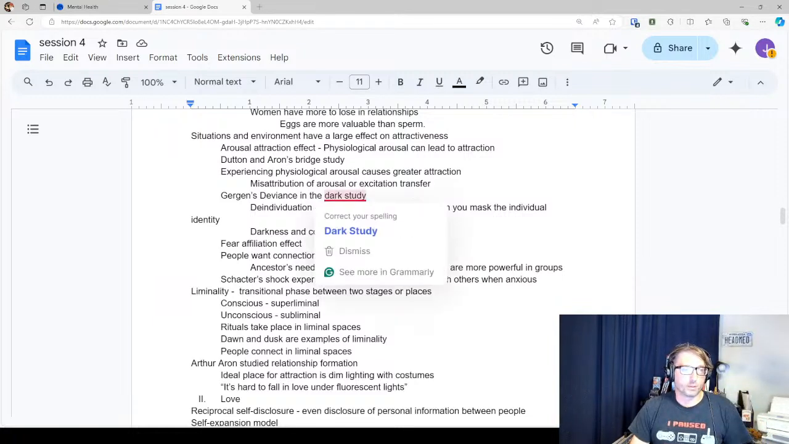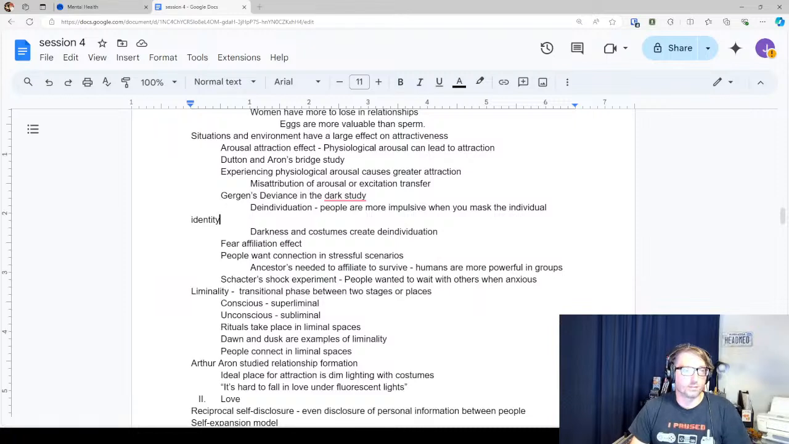So that's pretty interesting. And then they had the Gergen deviance in the dark study, where they put a bunch of people in a dark room and saw what happened. It was in the 70s. They put people in a dark room and people in a light room. People in the dark room were getting close to each other and touching each other, and some people were trying to kiss each other and stuff like that. They call that the de-individuation effect, where people are more impulsive when you mask their individual identity. So we have the darkness, and costumes are another way to create de-individuation.